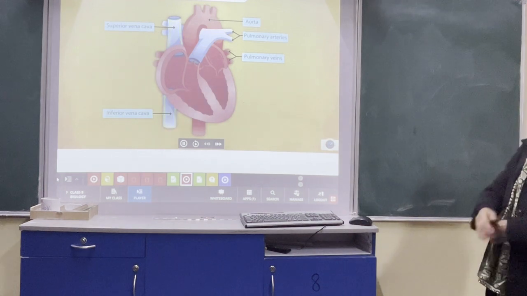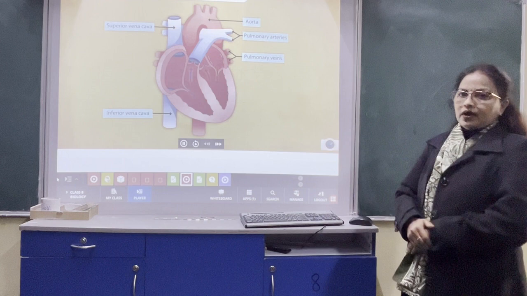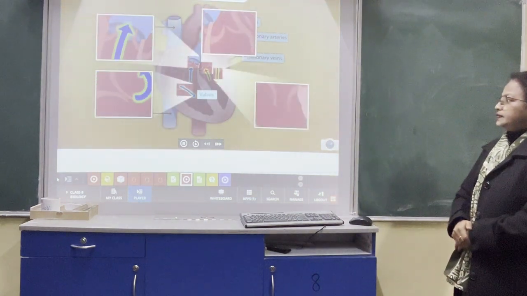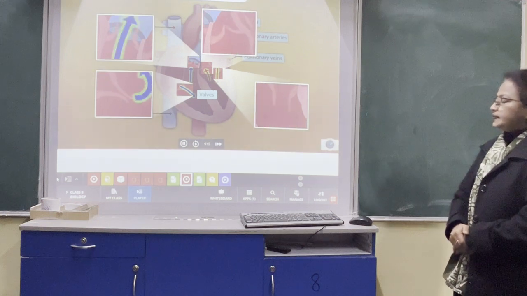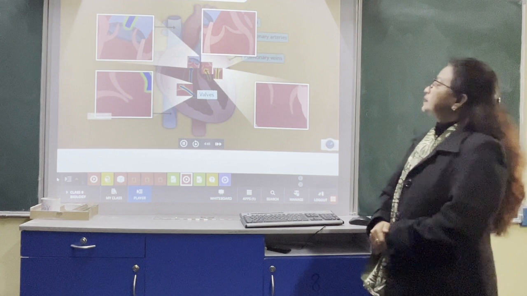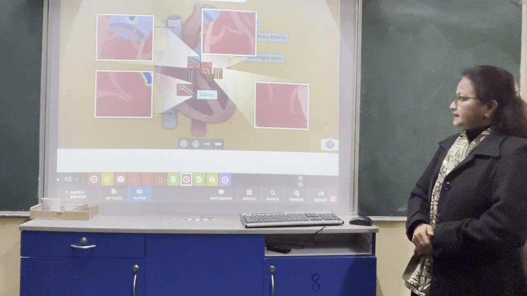It's not Vena, it is Vena Cava. You can also see that there are 4 valves in the heart. These valves prevent the backflow of the blood, ensuring that the blood flows in the right direction. So what's the direction of blood flow? Let's find out.